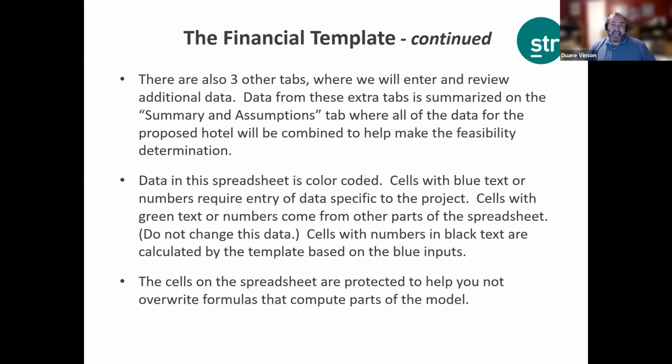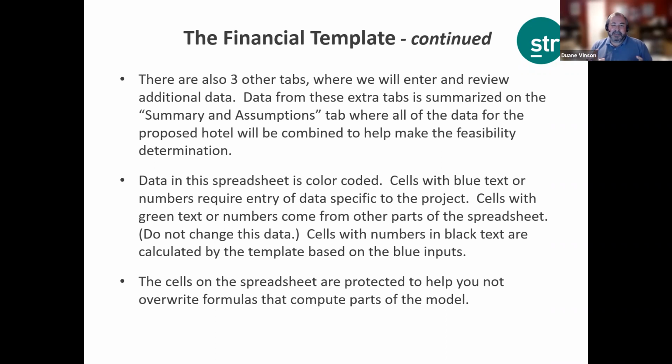Data from these extra tabs is then summarized on the summary and assumptions tab, the first tab, where all of the data is going to be entered. Data in this spreadsheet is color-coded. Cells with blue text or blue numbers, that's information that we're going to be entering. Cells with green text or green numbers comes from other parts of the spreadsheet. And then black text or black numbers is do not touch, okay? That's calculated by the template.